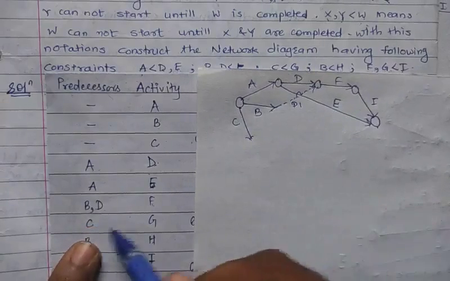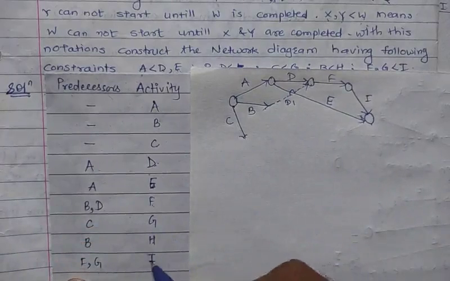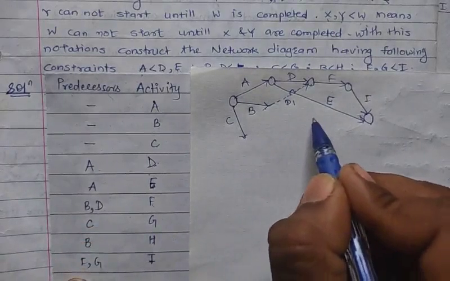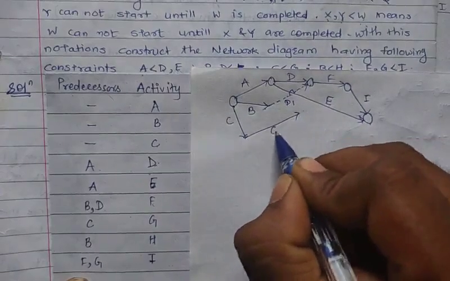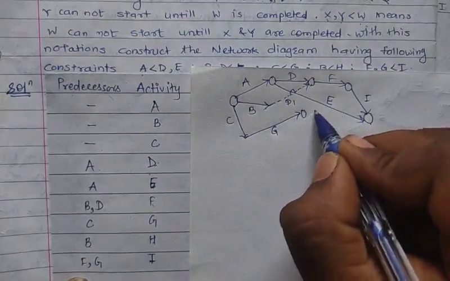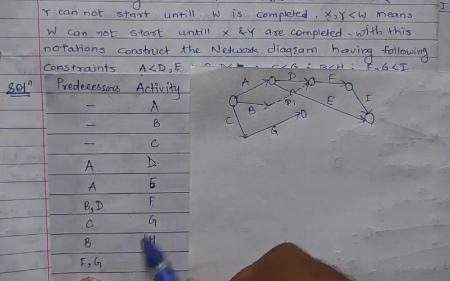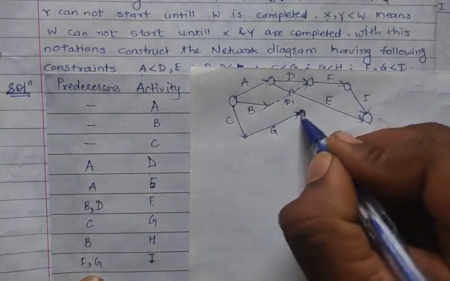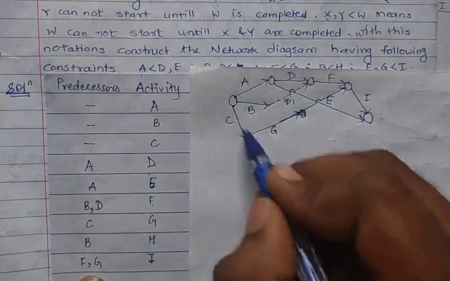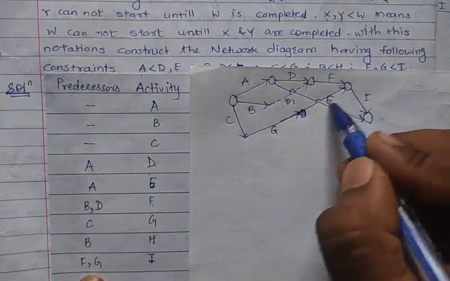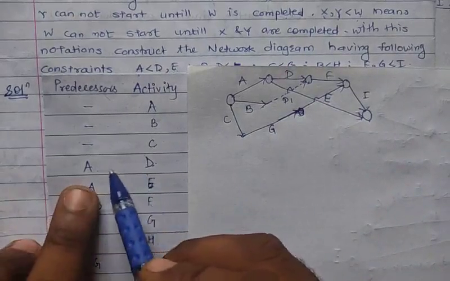Next C goes to G. So this is C. C goes to G and G goes to I. Suppose this is the G activity, and G goes to I directly, so I will make a dummy activity here. C goes to G and G goes to I. Okay, so here it is done.